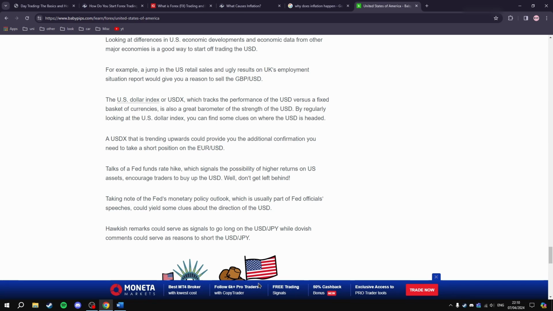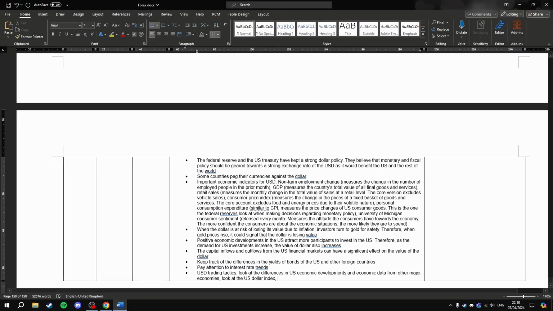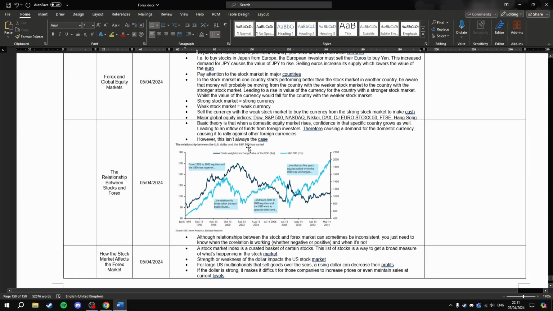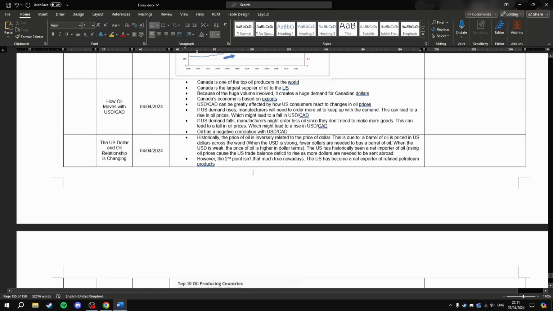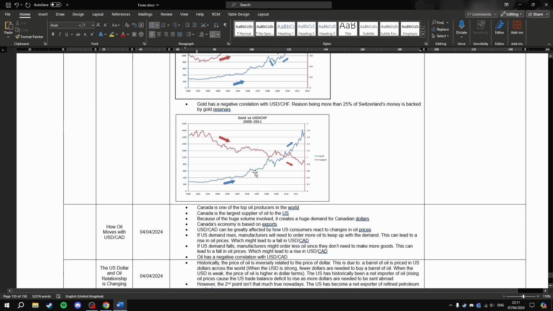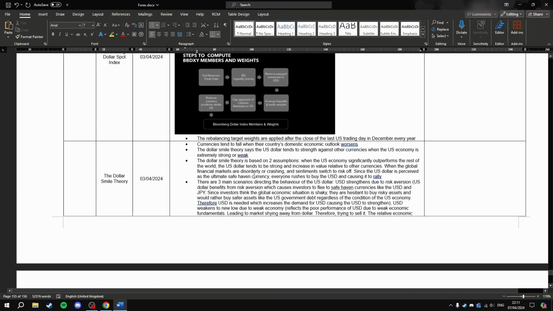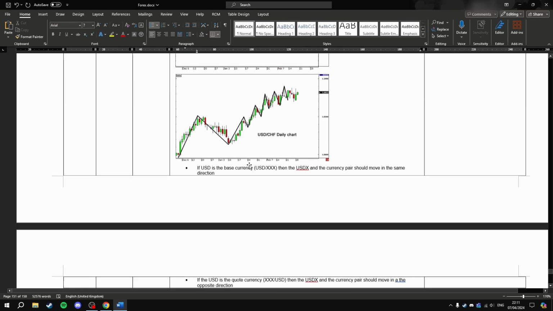A USDX that is trending upwards could provide you additional confirmation you would need to take a short position on the EUR/USD. A USDX that's trending upwards, so that means USD is trending upwards. So if USDX is trending upwards, that means... where's the USDX?